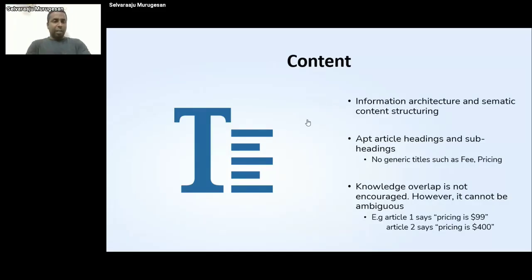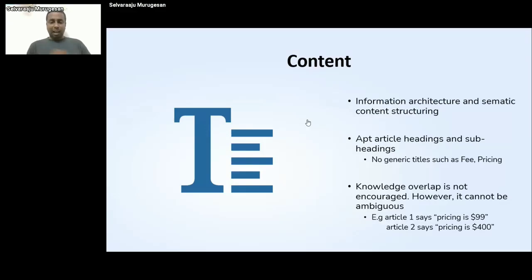In terms of the information architecture, we have to streamline the content in a more clear, structured way, whereby your information architects get into a lot of work, and make sure you write article headings, not generic ones. You should avoid generic titles such as fee, pricing. Probably you have like 10 different software products. You need to say a fee or a pricing for a particular product. So the more context you give on the title actually helps the AI, the chatbot, reason and find out, and give a more accurate response.